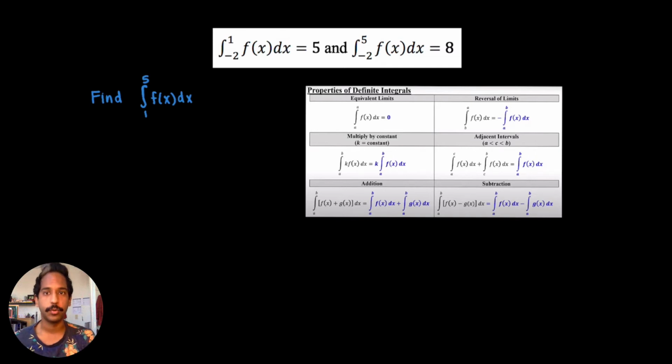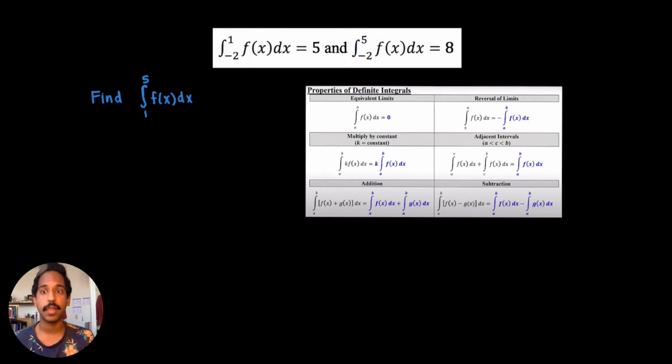Alright, in this question we're asked to find the integral from 1 to 5 of f of x dx, and we're given these two definite integrals that we already know. From negative 2 to 1 of f of x dx is 5, and from negative 2 to 5 of f of x dx we get 8. So we have these integrals, but we're asked to find this other one.